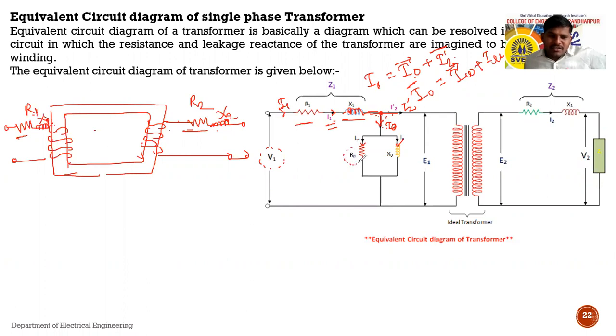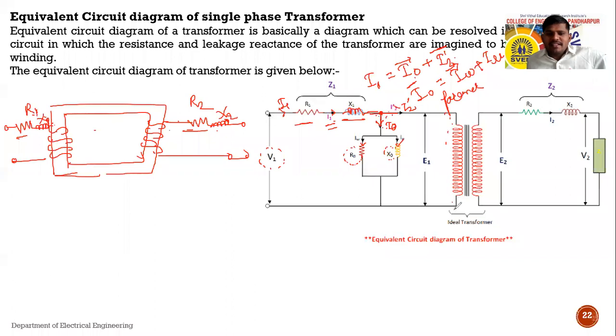Again, this R0 is nothing but no load resistance. X0 is nothing but no load reactance. So this will happen for a primary side. This is the parameter for a primary side, that is resistance, reactance, then current at the primary side, then the additional current taken at the time of load condition. I0 is nothing but the no load condition current.